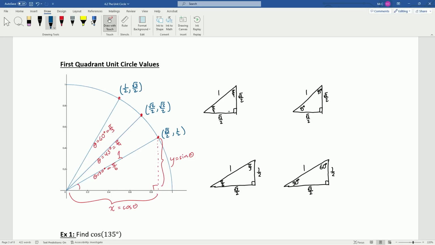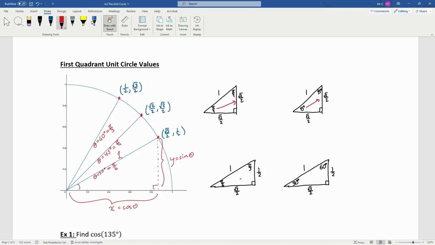So I've redrawn these triangles that we were looking at before in terms of both degrees and radian measure. So our 45-degree triangle, that's the same thing as pi over 4. So if this angle is 45 degrees, what do we get across from 45 degrees? We get the square root of 2 over 2. Or in other words, across from pi over 4, we get the square root of 2 over 2.